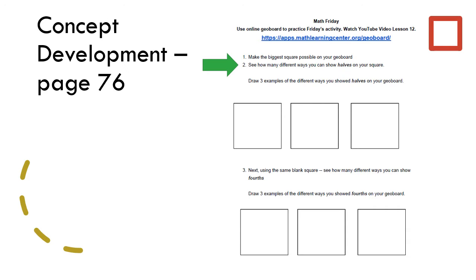On the first part, I need you to make the biggest square possible on your geoboard and then see how many different ways you can show halves on your square. How many pieces should there be when you are showing halves on a shape? Show me on your fingers. 2. There should be 2 equal shares when you are showing halves on your shape. When you are done making as many different ways as possible on your geoboard, I want you to draw 3 examples of the different ones that you made.